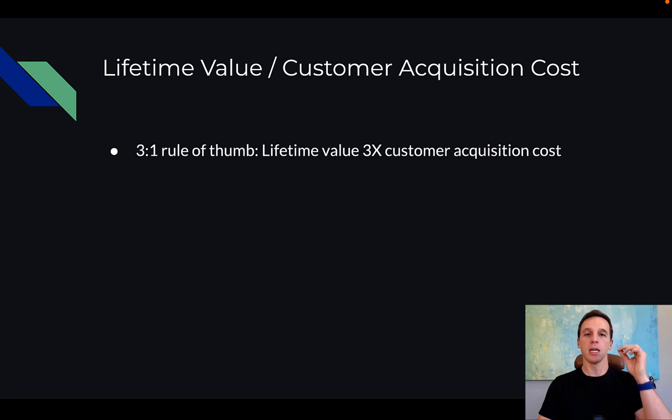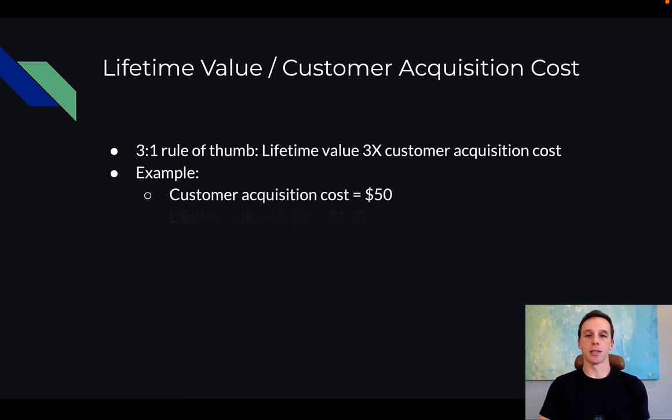A general rule of thumb that came from the software world is 3-to-1. If your lifetime value is 3 times your customer acquisition cost, that allows you to fund the growth of your business, acquire a lot of customers, grow very quickly, and still be profitable. For example, say your customer acquisition cost is $50. That means you'd want your lifetime value to be $150. Alternatively, if you realize your lifetime value is $150, then you'd be willing to spend, say, $50 to acquire a new customer, because technically you could spend that entire $150.